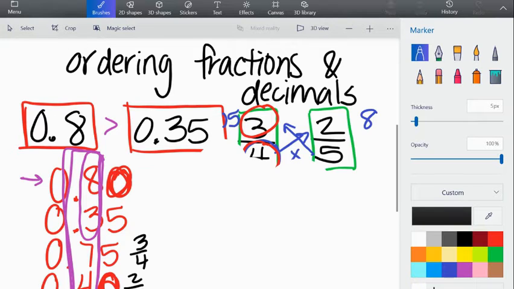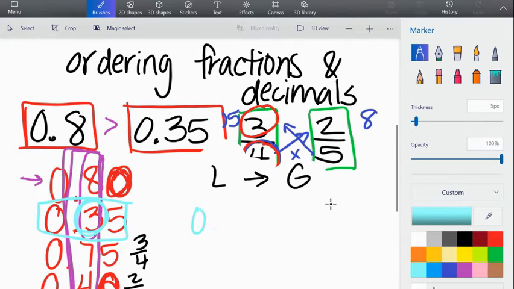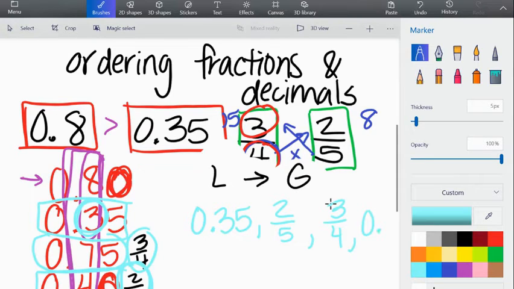So if we're going from least to greatest, our smallest number is going to be this 3, and that is the 35/100ths. Next would be this 4, and that came from our 2/5. Finally, our next would be our 0.75, which came from our 3/4. And then the greatest is our 8/10ths. Look at that. We ordered fractions and decimals using those strategies.